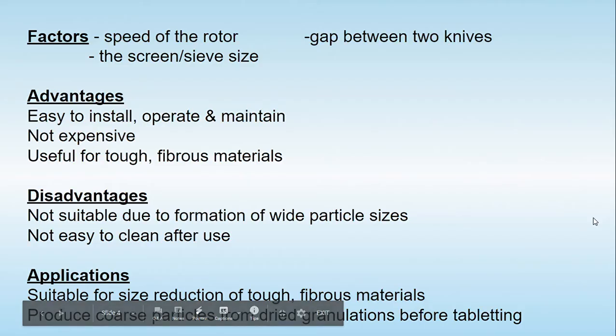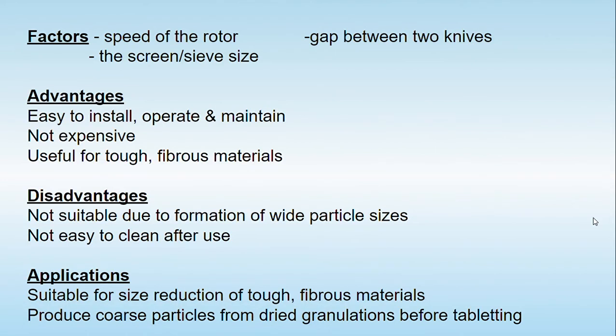Let's try to understand some other points related to the cutter mill, like the factors. There are mainly three factors: first, the speed of the rotor; second, the gap distance between the two knives; and third, the size of the sieve. These decide the particle size output. The advantages of this cutter mill are that it is easy to install, operate and maintain. It is not expensive, and it is basically used for tough and fibrous material.